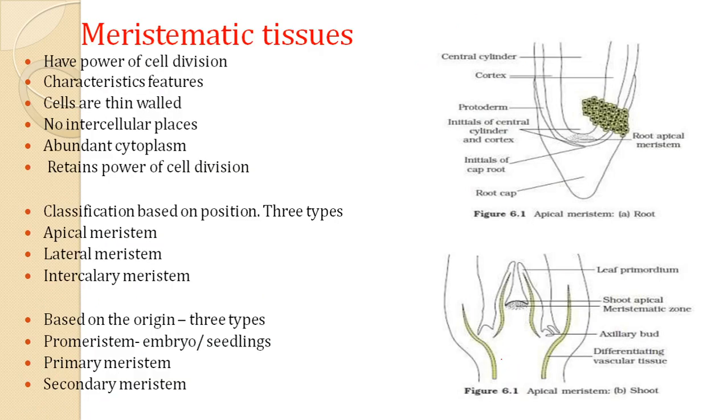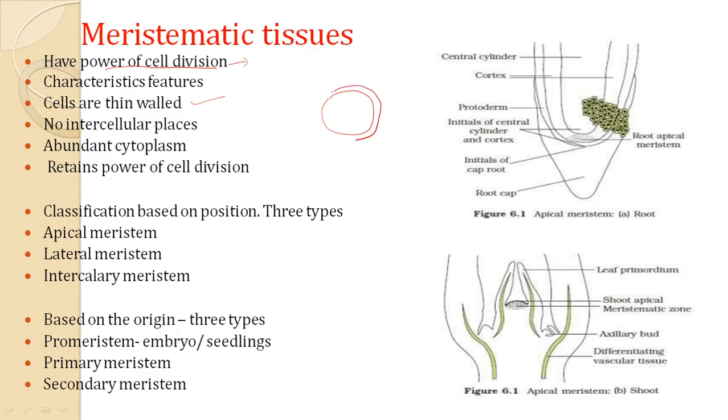Now we will discuss in detail the meristematic tissue. The meristematic tissue has the power of cell division. That is, cell division is seen in the meristematic tissue. In meristematic tissue, there are some characteristic features. The cell wall is thin. Suppose this is a meristematic tissue, the cell wall around is very thin, and this thinness is because these cells are dividing cells.